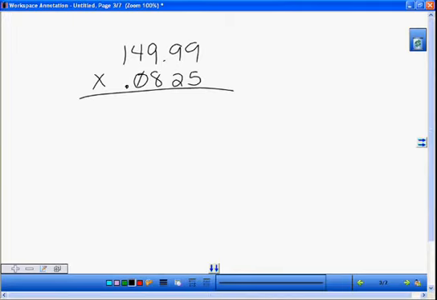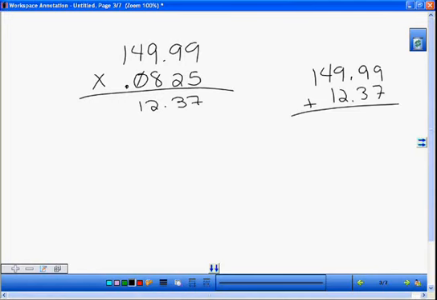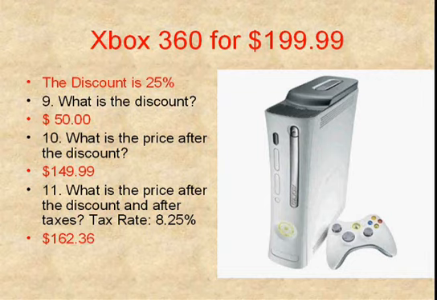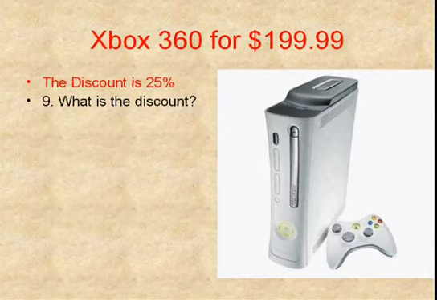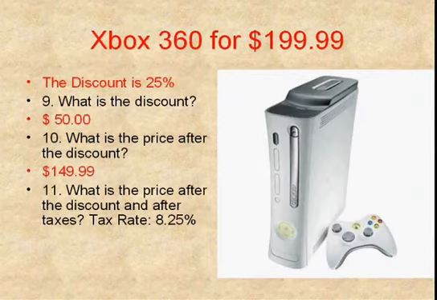So we're going to take our $149.99. I'm not going to do all this out for you. And when you multiply it by the tax rate of 0.0825, you get $12.37. Now this is the taxes. You need to add it into your sales price. And when we add that in, we get $162.36.